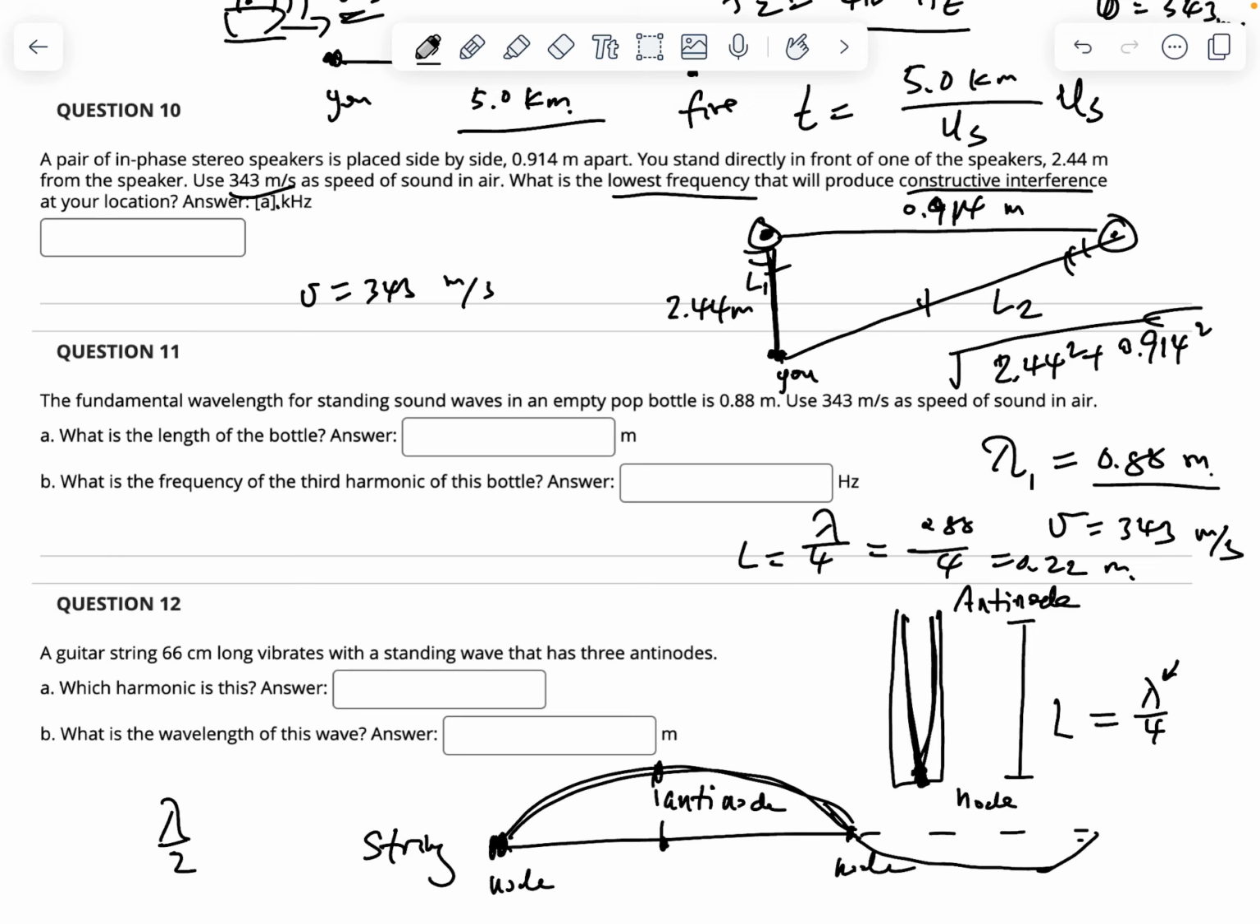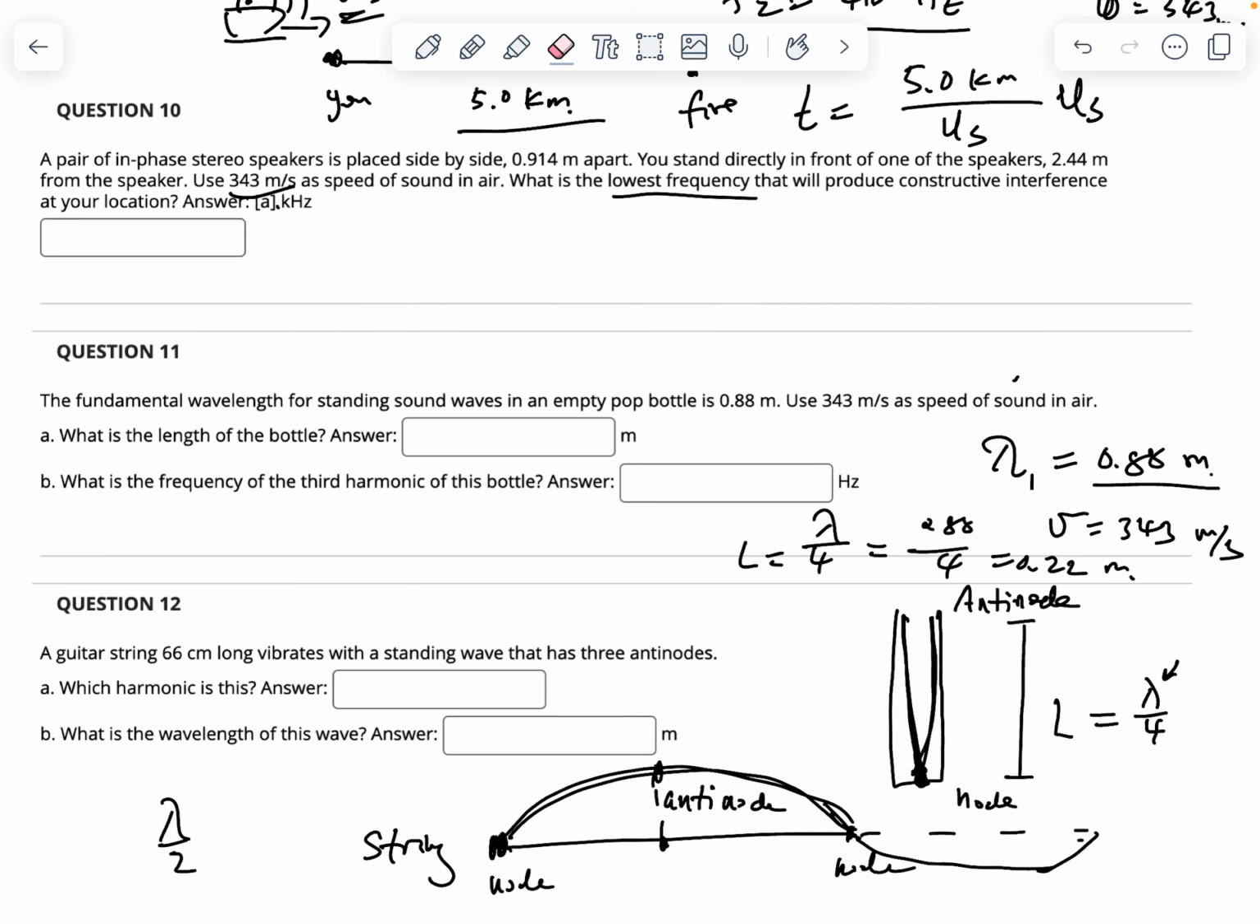What is the frequency of the third harmonic of this bottle? Okay, so this is F1, right? So if we introduce one node in between, this is a node, right? So this is the fundamental. So you see, this one is fundamental. Let's do a little bit. Okay, so this is a node, antinode, right?